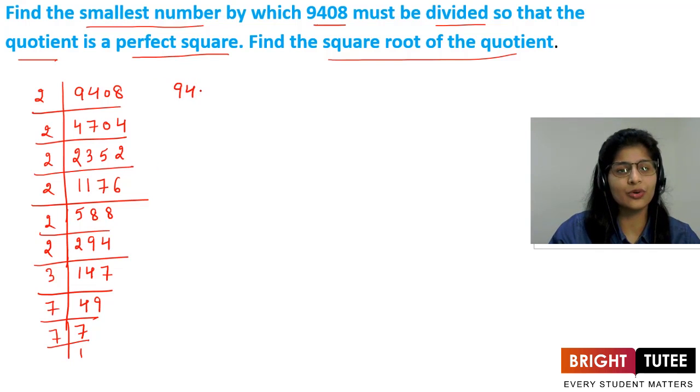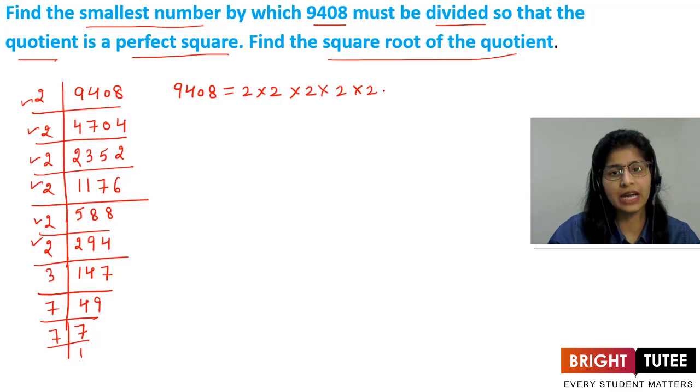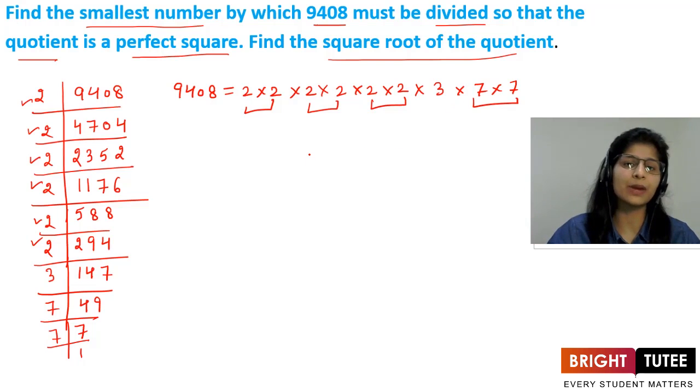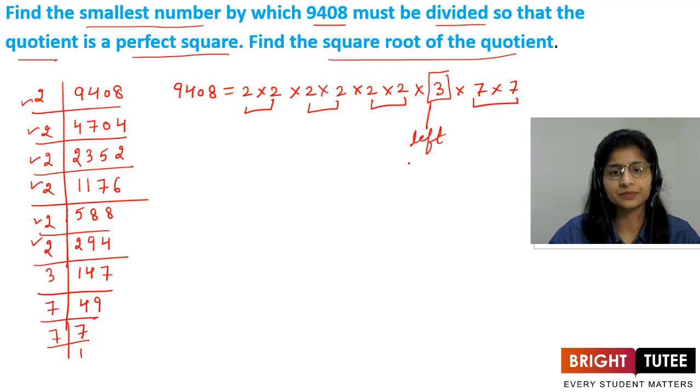So we get 9408 as, how many times do we have 2? 1, 2, 3, 4, 5, 6. Like this 6 times, then we have 3, and then we have 7 2 times. Let us try to pair all of them. These will get paired, these will get paired up, these will get paired up, these will get paired up. What is the number left unpaired? Here 3 is left unpaired.